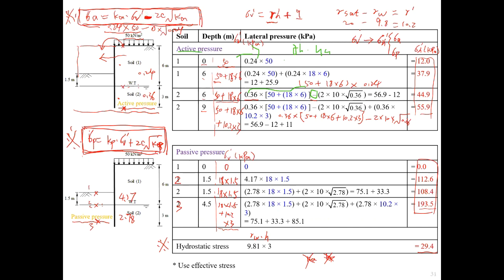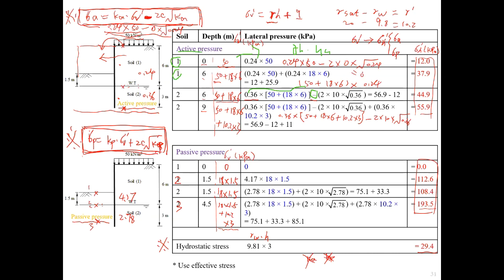So how come in part one we didn't use the minus 2 times C times square root of Ka? Maybe here is a typo. Here at point two, we use that as well, but it's zero, like I mentioned. We use that formula for the soil surface, but C is zero. So this one will be 0.24 times 50 minus 2 times 0 times square root of Ka, which is 0.24, but this one equals 0.